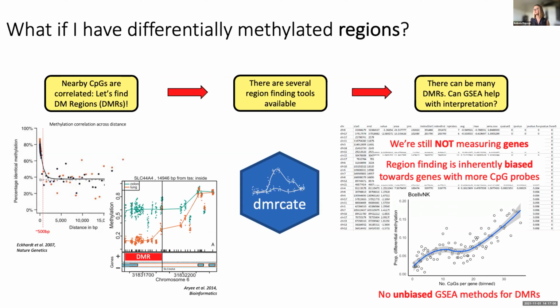What we found was that region finding is also quite biased, in fact very biased towards genes with more CpGs. That makes sense. If a gene doesn't have very many CpGs, then you're not likely to find a region. But if it has lots and lots of CpGs, you're more likely to find a differentially methylated region. But there are no gene set testing methods specific for this issue.